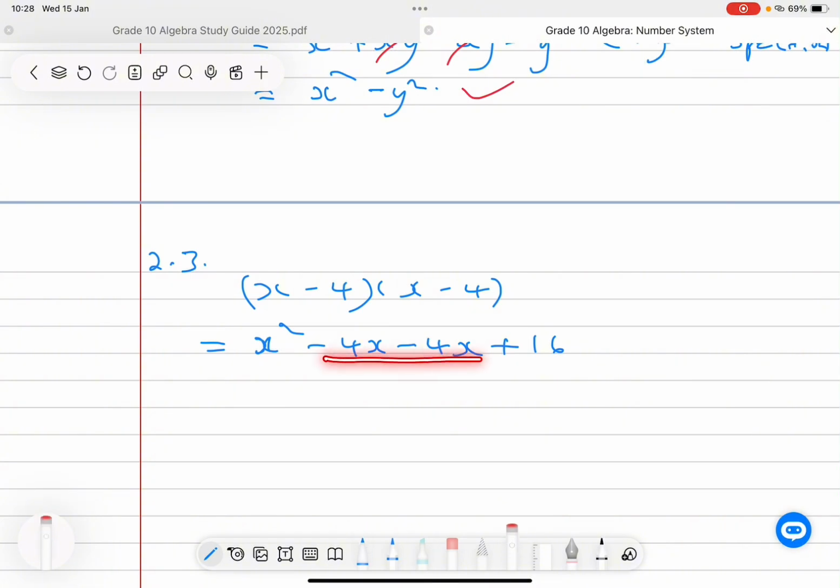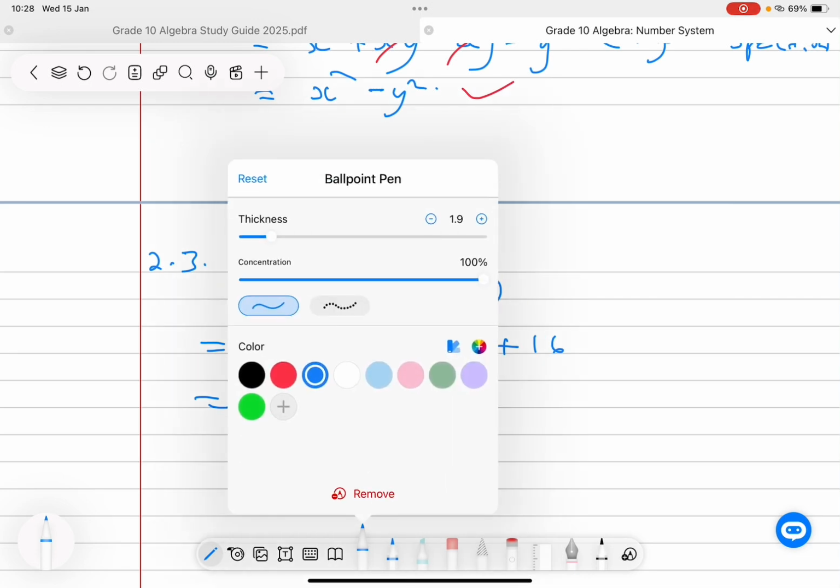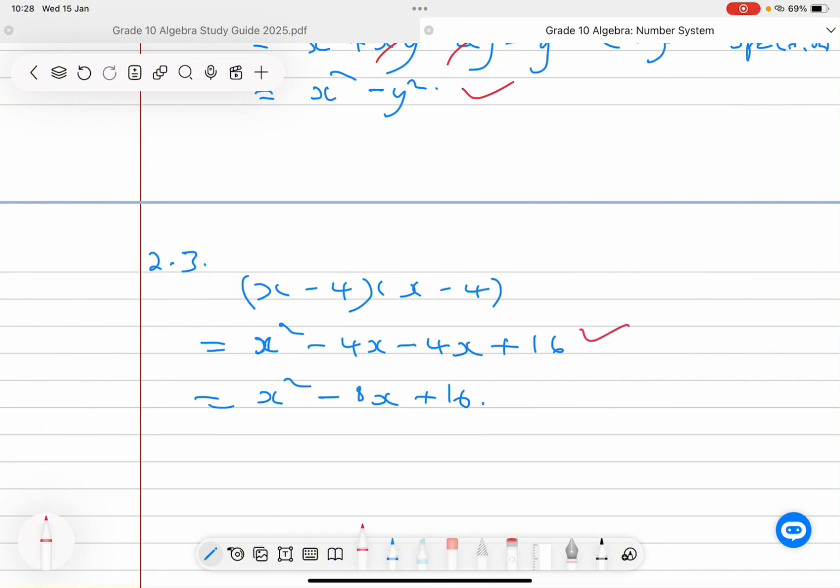Now, when we combine these two here, we're going to get negative 8x. So our final answer is x squared minus 8x plus 16. Your 1 mark will come from here, and the other mark will come from there. Then you have a total of 2 marks.